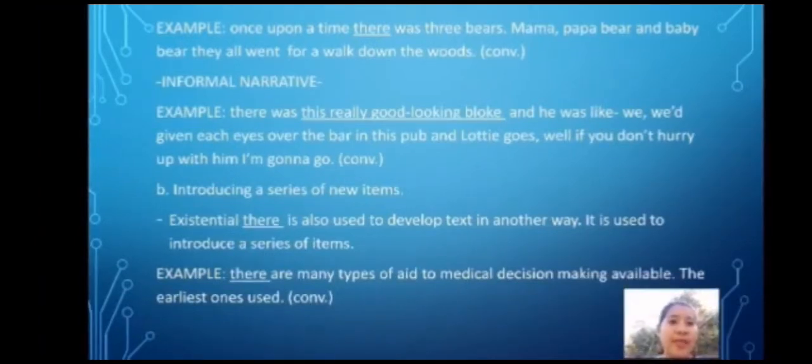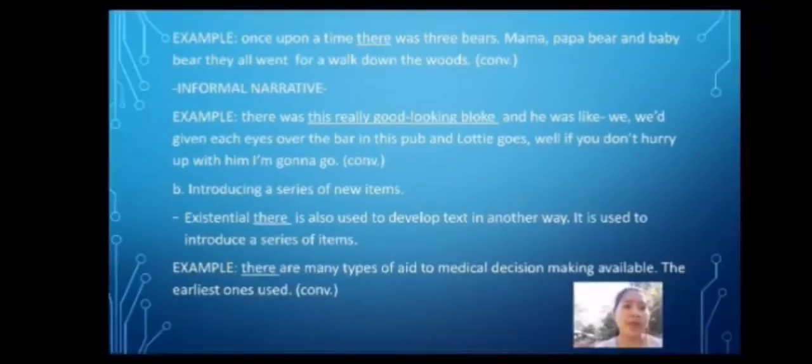In informal narrative, sometimes the notional subject is further emphasized with the use of a demonstrative pronoun. Example: there was this really good-looking bloke, and he was like, we were giving each other eyes over the bar in this pub. And Lottie goes, well, if you don't hurry up with him, I'm gonna go. Again, notice that the narrative continues with further reference to the person introduced with existential there, such as in letter B, introducing a series of new items.